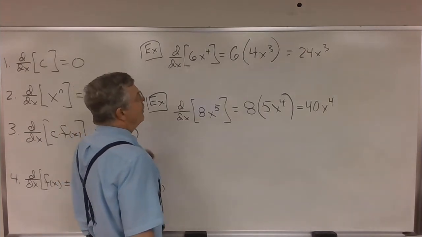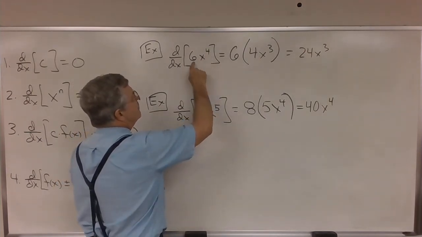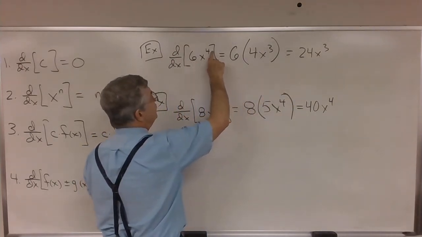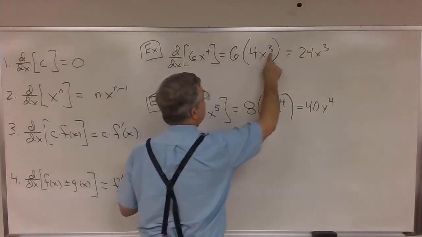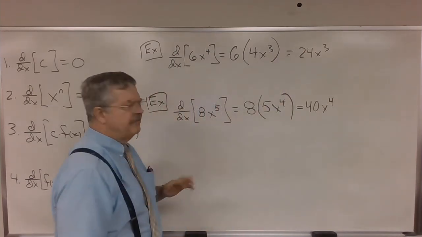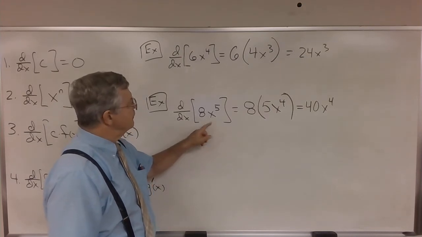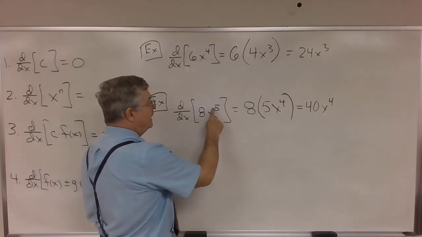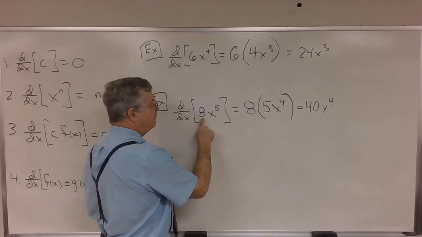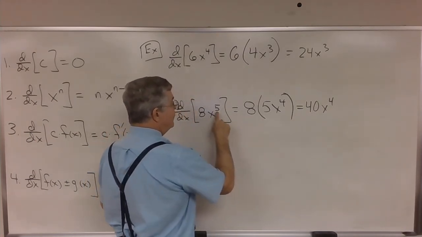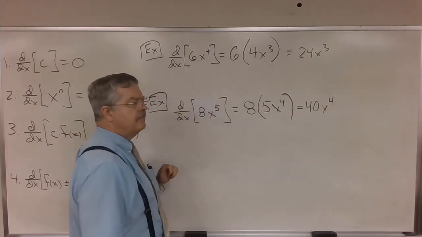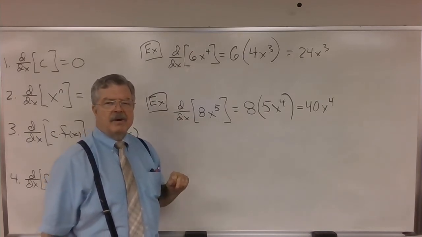We say, all we did was we brought the 4 down and multiplied it by the constant in front to get 24. Then we subtracted 1 from the exponent to get x cubed. Well, does that work? Let's look at this one. We bring the exponent down and multiply it by the constant out front. 5 times 8 is 40. And then we subtract 1 from the exponent. Ooh, that's 4. Okay, that's exactly what we do.